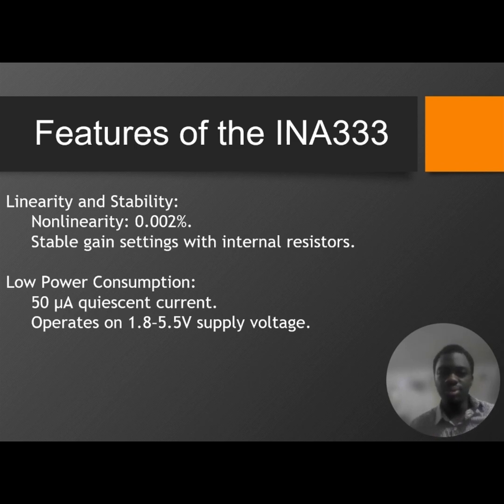For a remote bridge monitoring system powered by solar panels or batteries, energy efficiency is critical. Traditional op amps with high power consumption could drain batteries quickly or require larger, more expensive power systems. So the INA333 draws only 50 microamps of current, making it ideal for low power and long-term operation, which is very crucial. As a result, it is a more sustainable and cost-effective monitoring solution, especially for remote installations. This concludes my part. I'll be passing it on to my colleague.